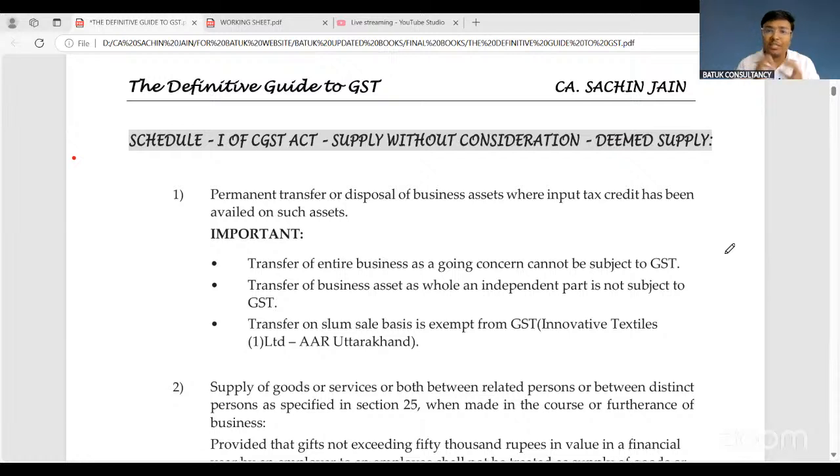Now, today, we'll go for a detailed discussion related to supply of goods and supply of services, and also we'll take multiple examples. I know 3 to 4 questions are pending from our last session. So in today's discussion, everything will be covered.